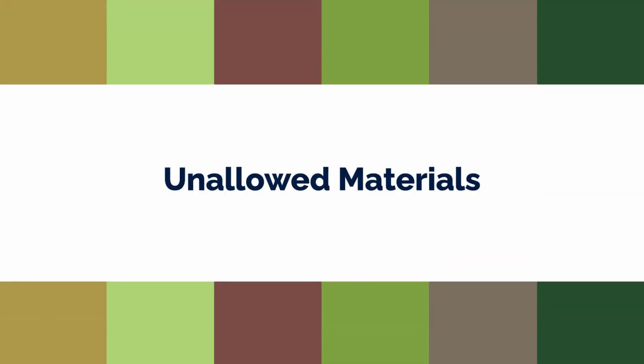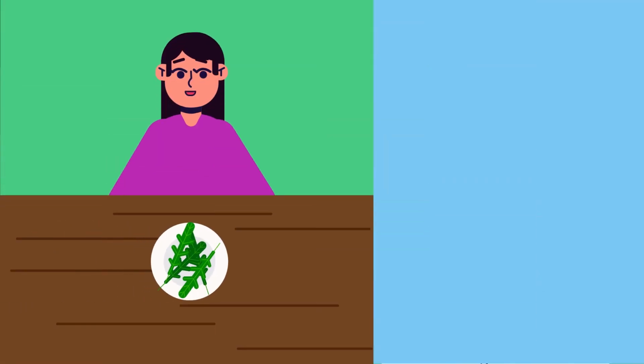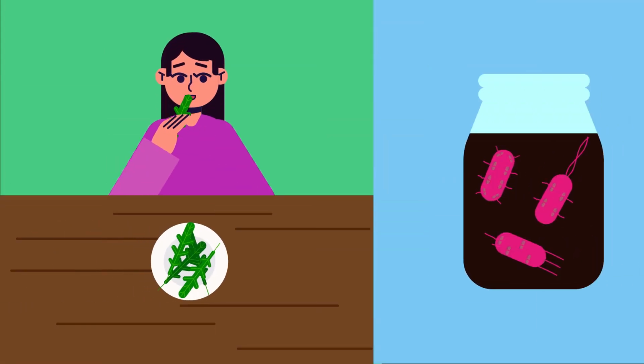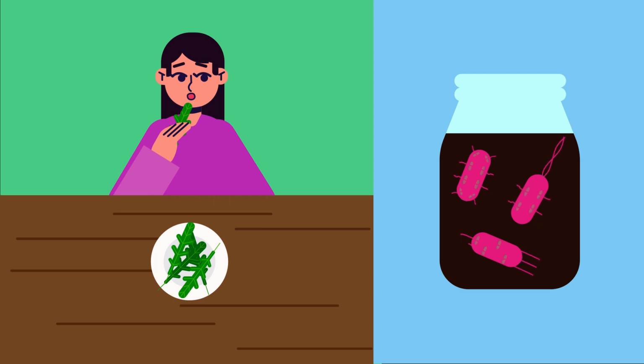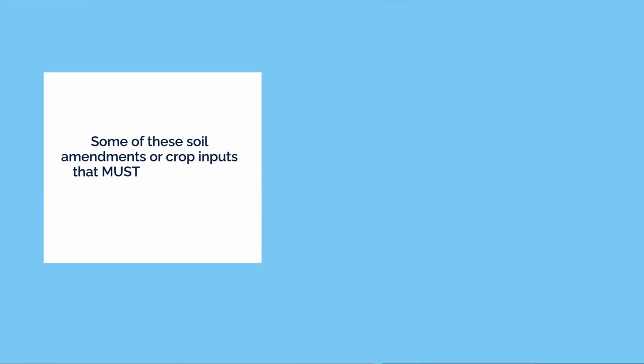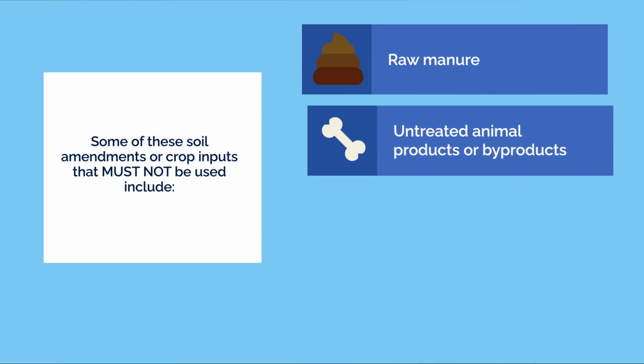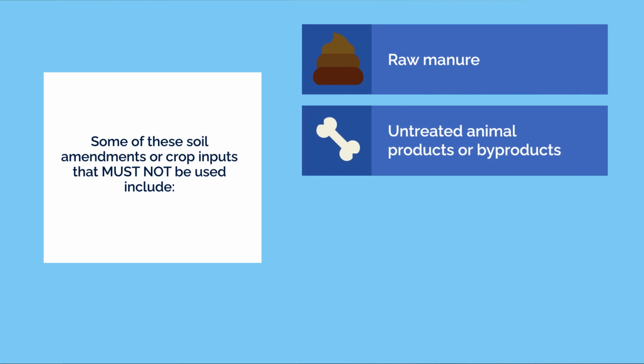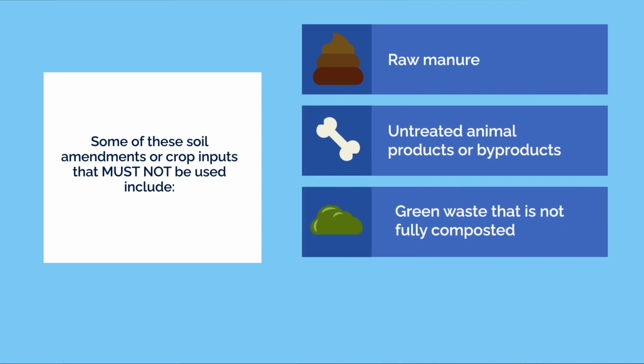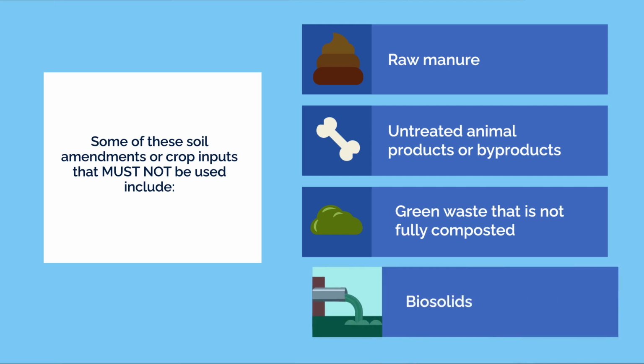Unallowed materials. Lastly, there are several products that the metrics do not allow to be used for leafy greens productions because they may represent a higher risk of contamination with human pathogens. Some of these soil amendments or crop inputs that must not be used include raw manure, untreated animal products or byproducts, green waste that is not fully composted, and biosolids.